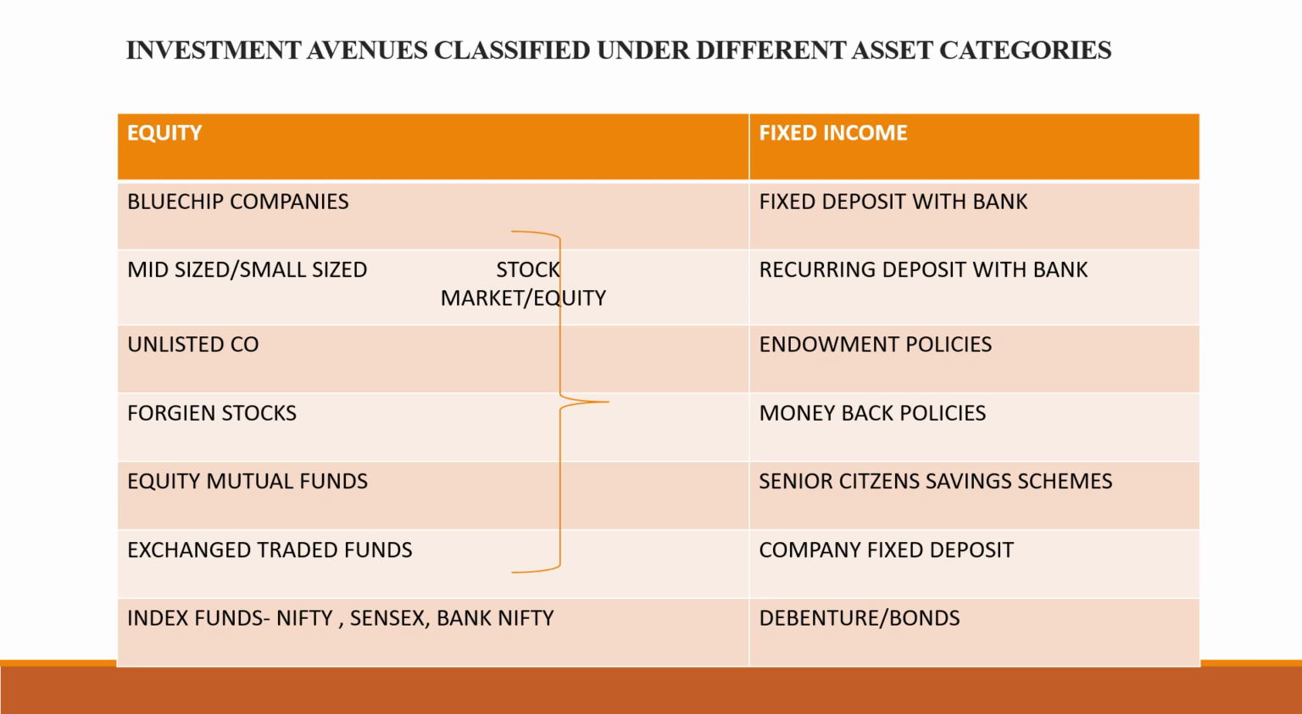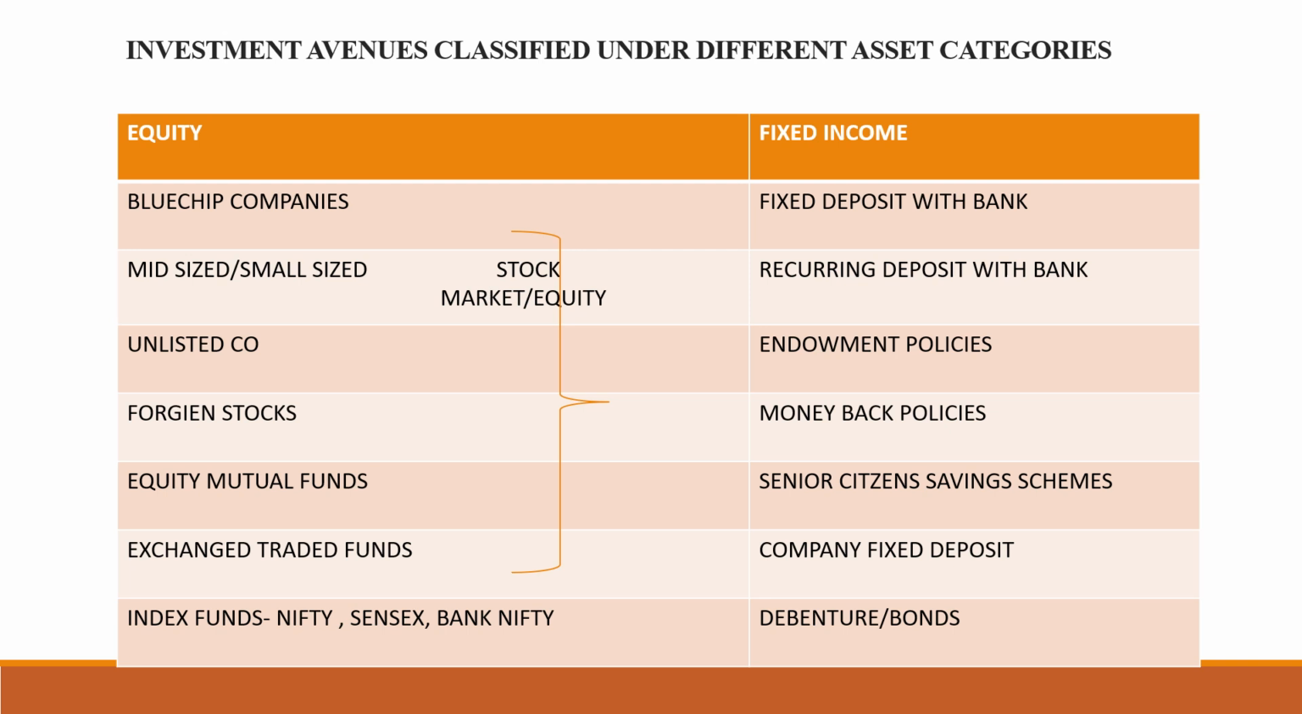When we see fixed income, like a fixed deposit with the bank, recurring deposit with the bank, endowment policies, money back policy, senior citizen savings schemes, company fixed deposit, debenture or bond. Now these are the first two classifications, the first two avenues, which are classified under different asset categories. One is in the form of equity, one is in the form of fixed income.